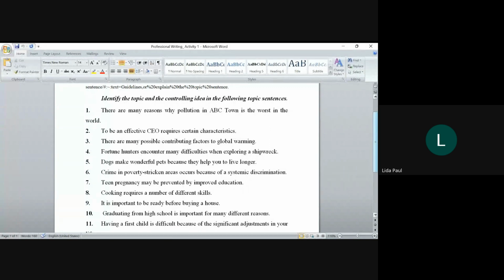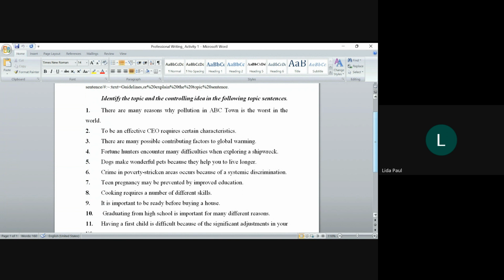Now, second one: to be an effective CEO requires certain characteristics. What's the topic? To be an effective CEO. That part forms your topic, and requires certain characteristics is going to be your controlling idea, because the supporting sentences are going to develop and explain that. Okay, that is what will form your paragraph.